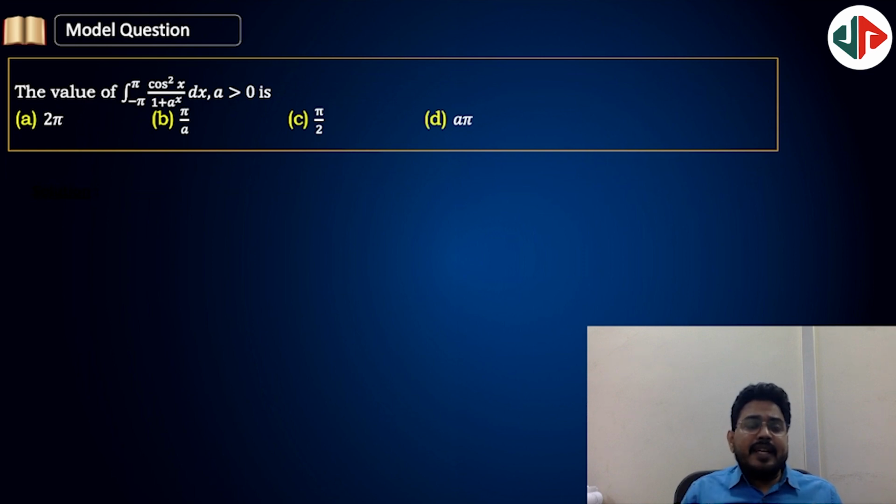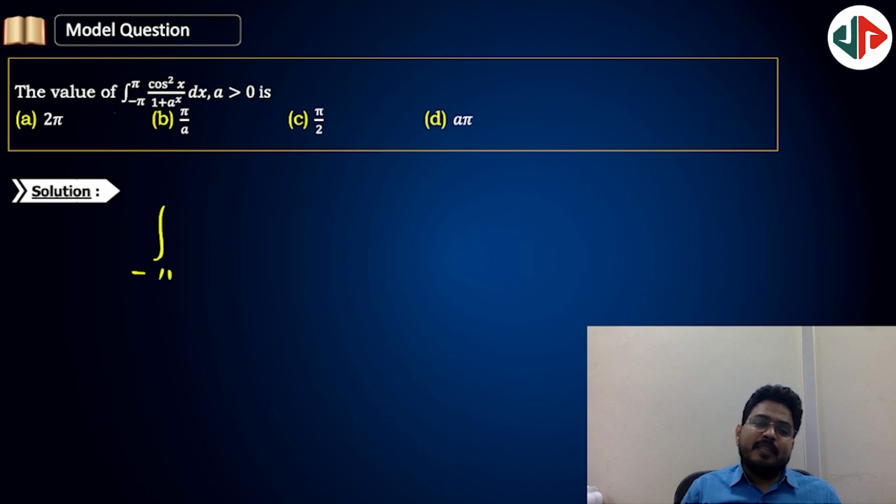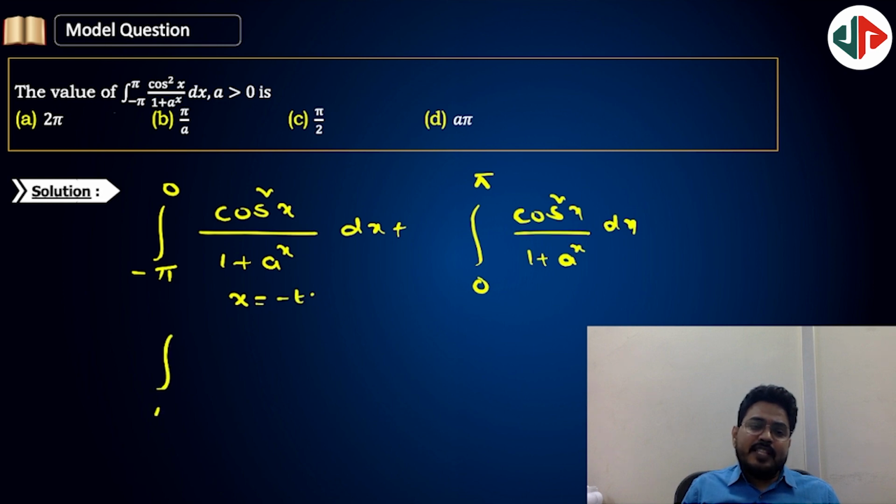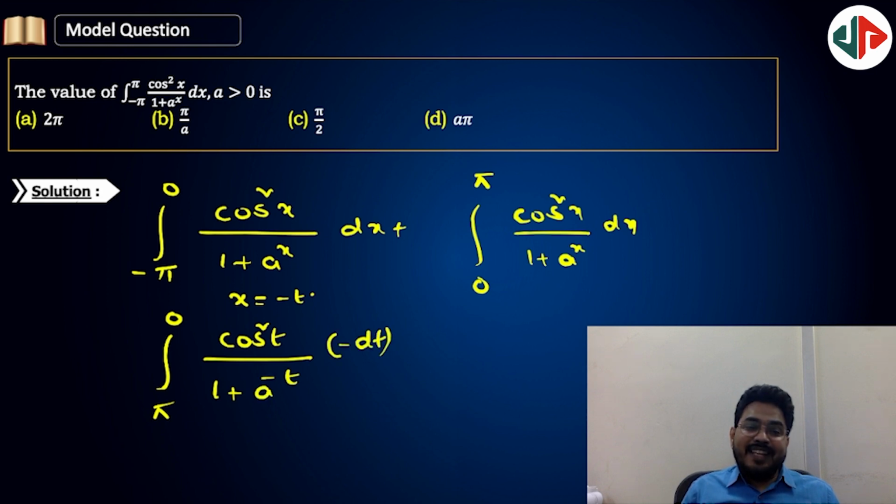The value of integral minus pi to pi. So it is minus pi to 0. I will write one case as cos square x by 1 plus a power x dx. The next part is 0 to pi cos square x by 1 plus a power x dx. So here x is equal to minus t. So what will happen? This is pi to 0. This is cos square t, because x is equal to minus t, by 1 plus a power minus t, minus dt. So interchange this with the minus sign.